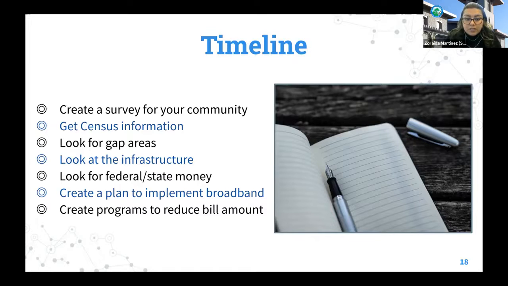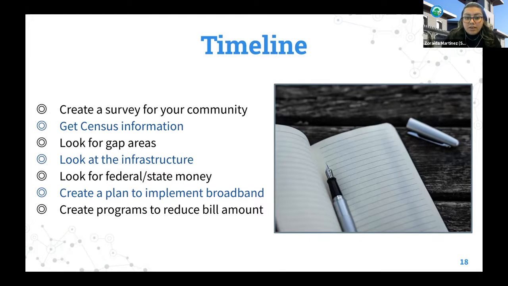Research funding sources such as federal, state grants, and opportunities. Reach out to businesses in the area that offer broadband access and talk to them about the accessibility and the possibility of reducing bill amounts. Analyzing survey data and looking for gaps in the area can help identify the needs for each community and even each little pocket in the community.